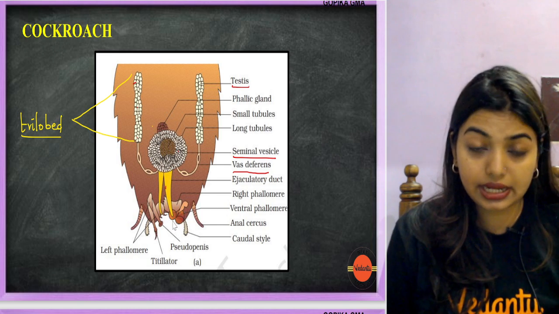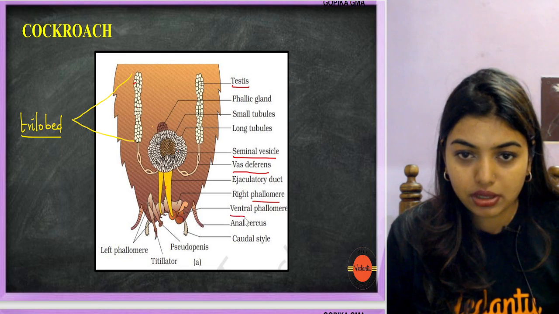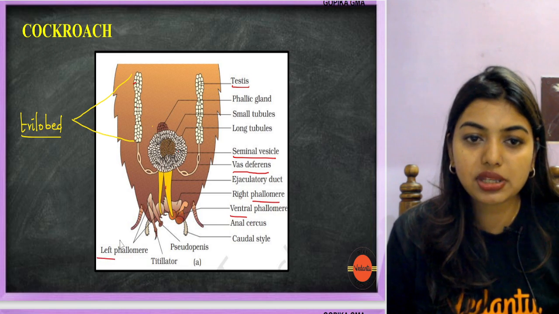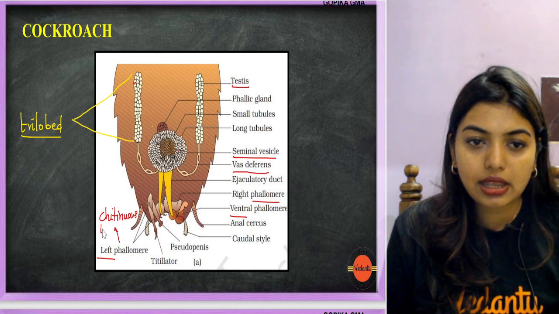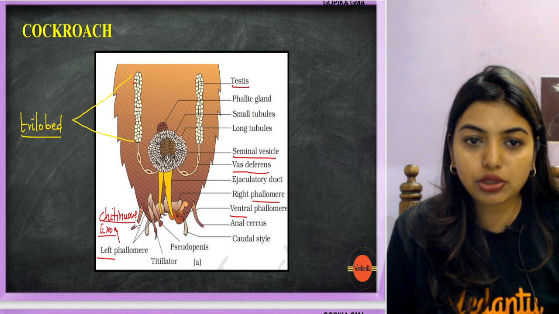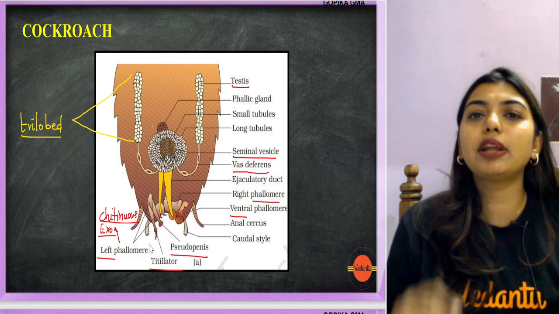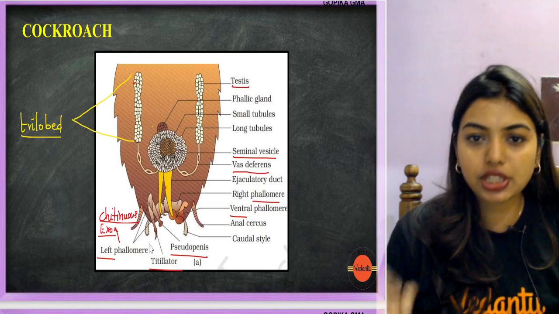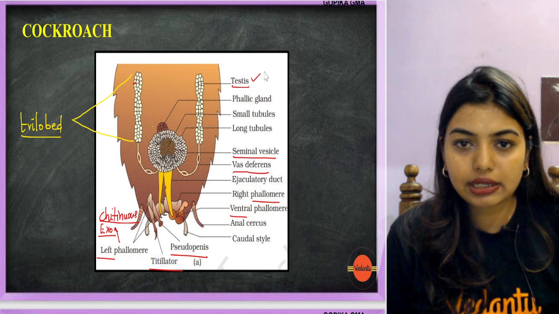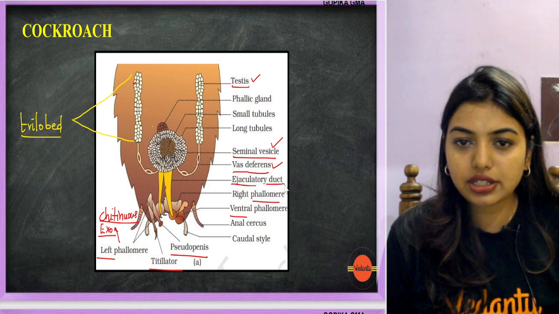Now, look here, can you see the phallomeres? Right phallomere, ventral phallomere, left phallomere. These are the chitinous protections, made up of your chitinous exoskeleton, which do the protection job. Now the pseudopenis is there. These help in sperm transport, helping in copulation. What is your main thing? Testis, seminal vesicle, vasa deferens, and your ejaculatory duct are very important.